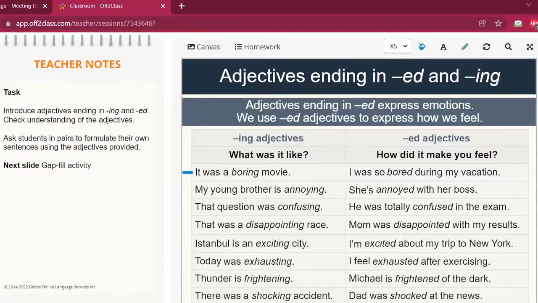So the fourth. That was a disappointing race. Mom was disappointed with my results. Very good. You can say, I am disappointed, or this is disappointing. Very good. All right. مخيب للأمل. فاطمة. Istanbul is an exciting city. I'm excited about my trip to New York. Very good, girls. Continue.